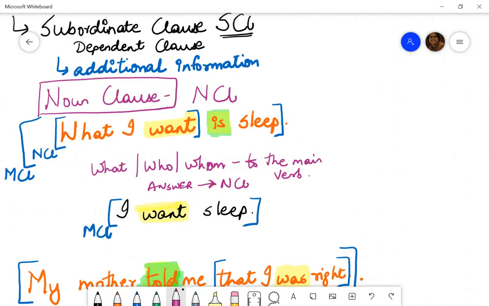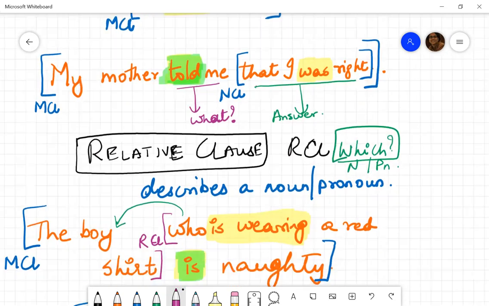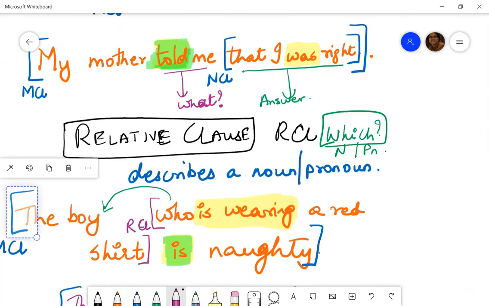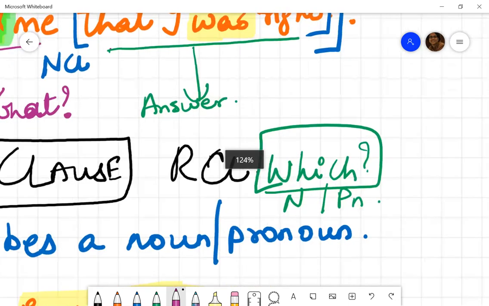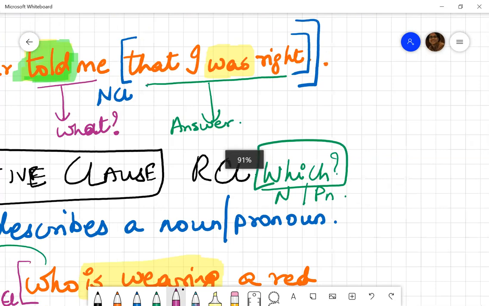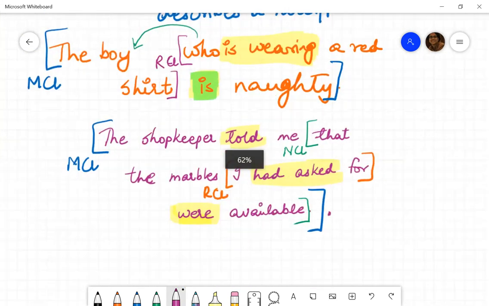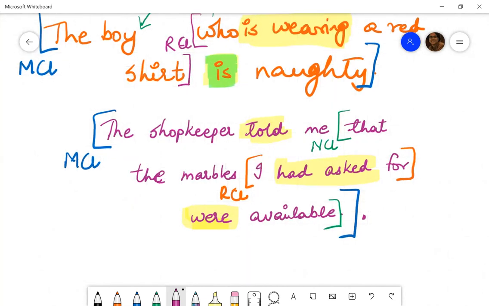If it has no verb in it, then it is not a noun clause. The relative clause is basically answering the question, which noun or pronoun? That is what the relative clause is doing. It is more or less the answer to the question of which noun or pronoun. And that is where you have: the shopkeeper told me. The shopkeeper told me what? That the marbles that I had asked for were available.